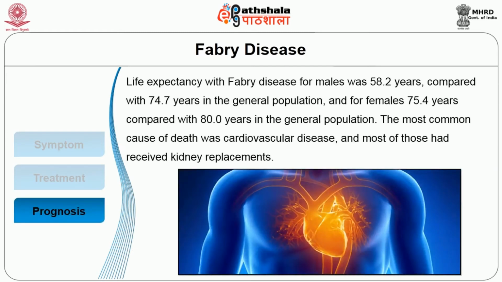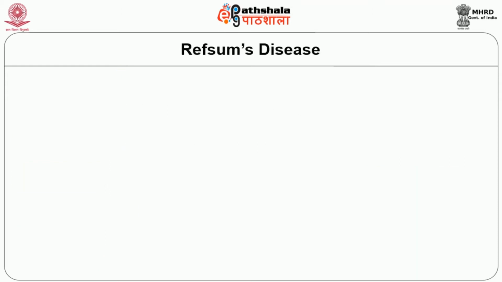Life expectancy with Fabry disease for males was 58.2 years compared with 74.7 years in the general population, and for females it is 75.4 years, compared with 80 years in the general population. The most common cause of death was cardiovascular disease, and most of those had received kidney replacements. Now let us see the next lipid disorder, that's Refsum's disease.